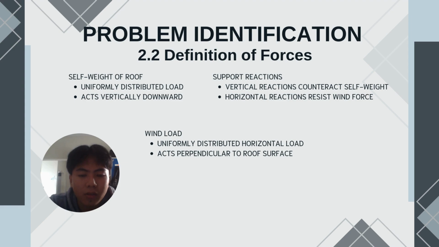The next one is ground reaction. The vertical and horizontal forces from the roof and columns are balanced by the ground reaction. These ground reactions are important to maintain the overall stability of the structure and prevent movement or failure.